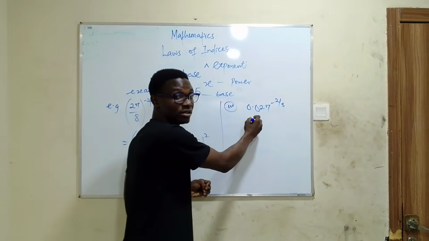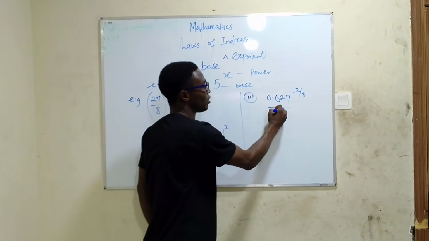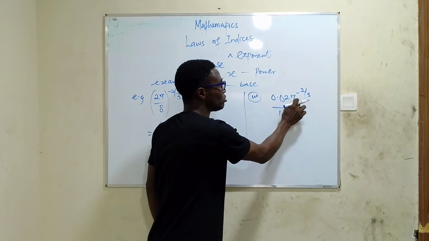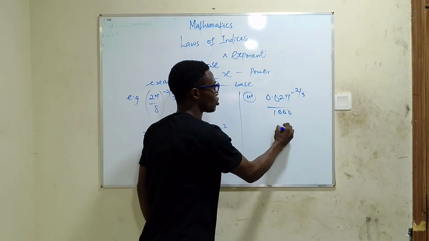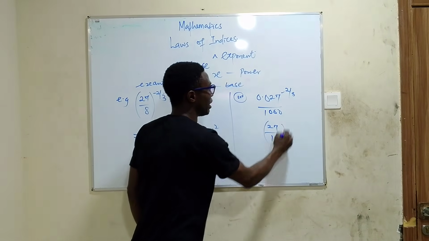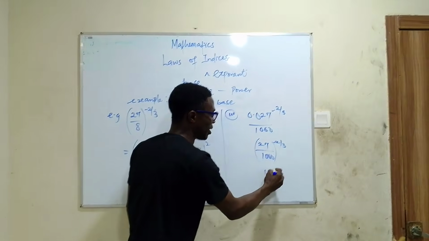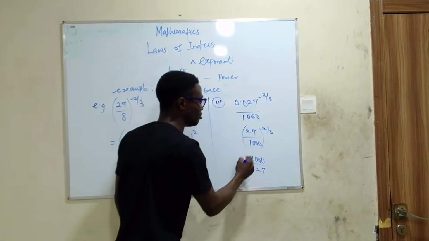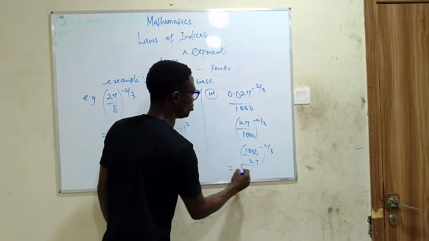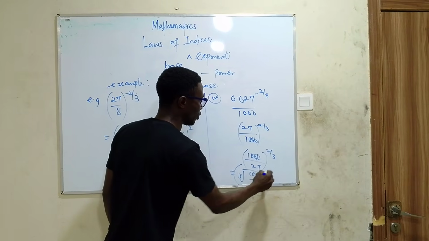Now, 0 point. The decimal point represents 1, and the three decimal places, 1, 2, 3, each represent a 0. So that's 27 over 1000 all raised to the power minus 2 over 3. For the minus to go away, 1000 will be the numerator and 27 the denominator, so the power is 2 over 3. Then we can say the cube root of 1000 over 27, all raised to the power 2.